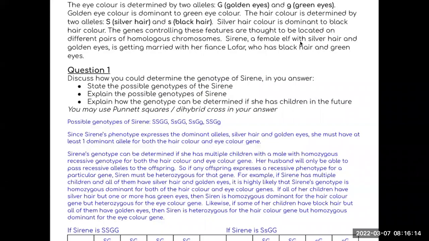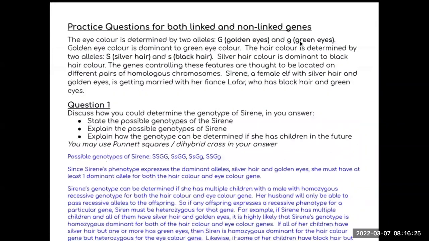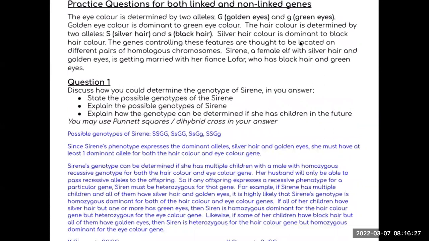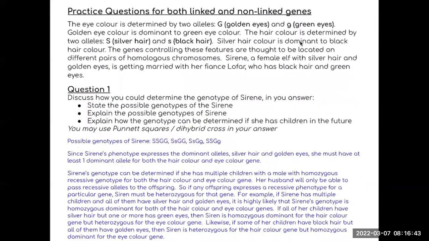All right, so this is the answer to the practice question for the lesson of linked and unlinked genes. So we had an example for the linked and unlinked genes where owls' eye colors and hair colors are being determined by two genes.